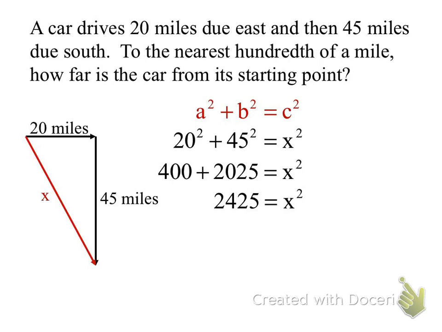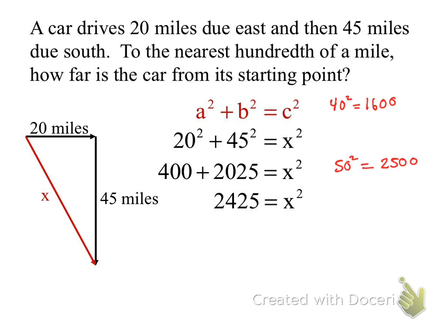40 squared equals 1,600, right? And let's go 50 squared. 2,500. Okay? So we know that it's less than this. In fact, it's very close to the 2,500, right?